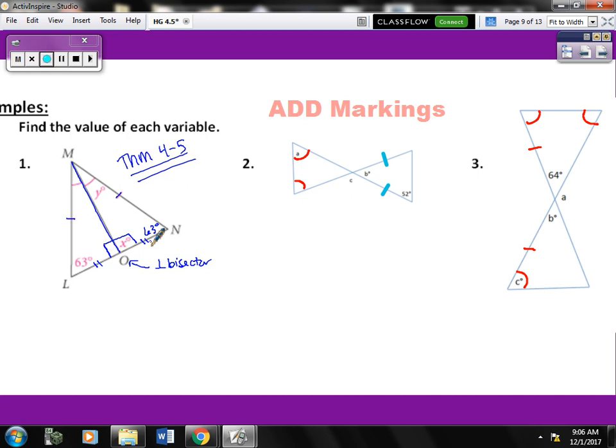This is the type of problem I'm saying if you don't memorize this theorem, you won't know how to solve it. Some of you will just put 90 because it kind of looks like 90 and then you might get it right anyways, but there's a reason why we put 90 there. Okay, so x is just 90 degrees.